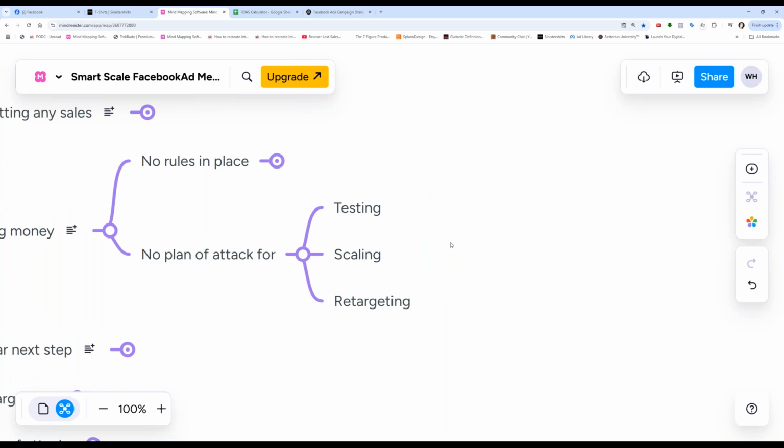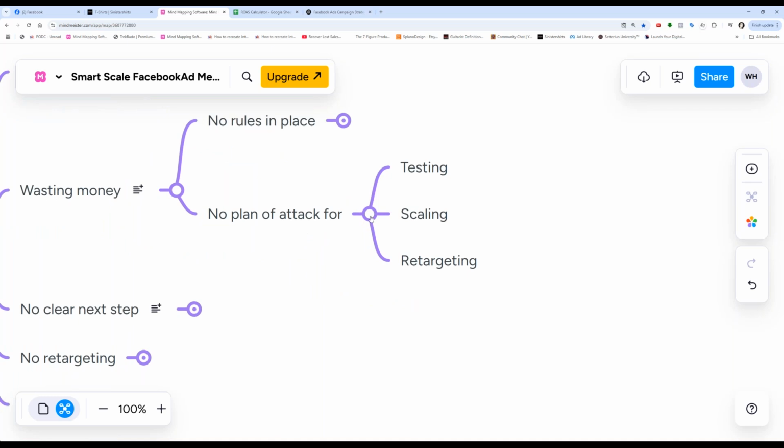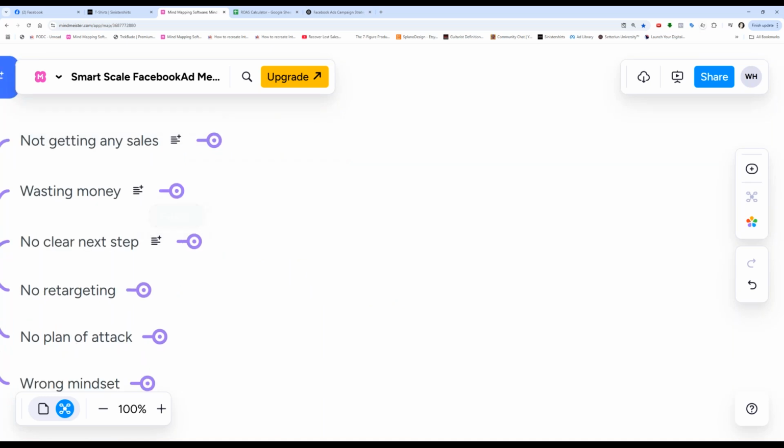They're like, okay, well, my testing campaigns are going to look exactly like my scaling campaigns, and I don't even know what retargeting is, so I'm not going to bother with that. That's no plan. And if you don't have a plan, what's the old saying? Failing to plan is planning to fail. That's the old saying. You need a plan of attack. You need something to follow that makes sense, so you don't want to be wasting money.